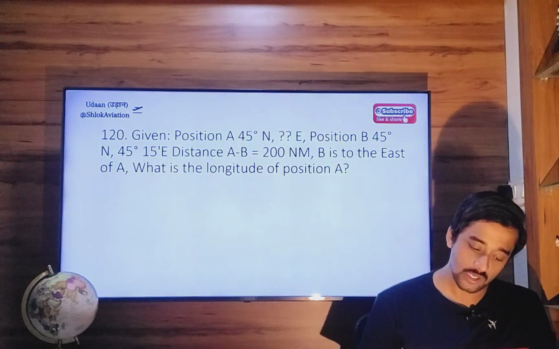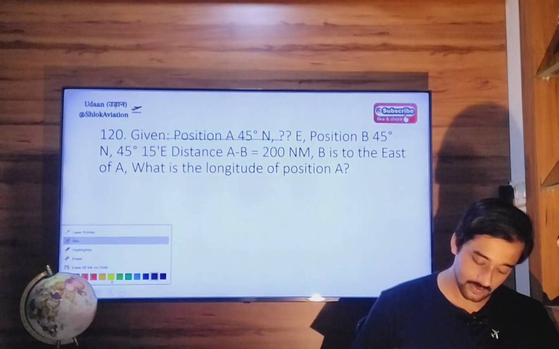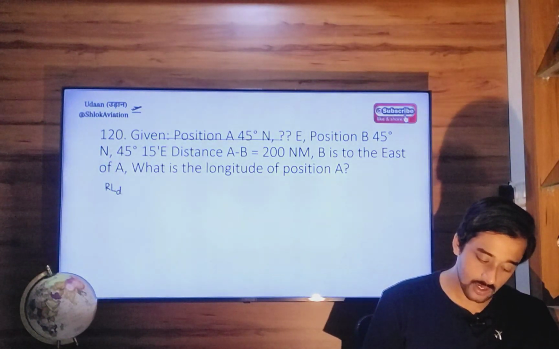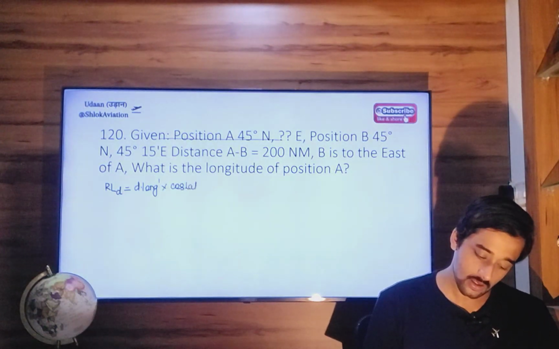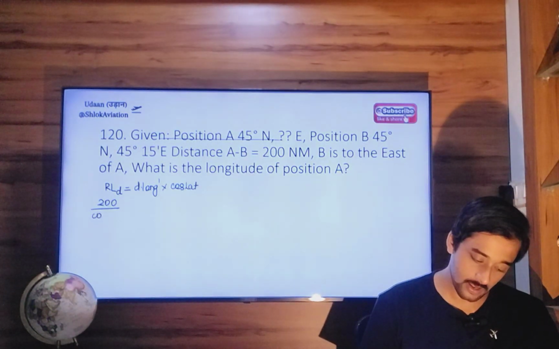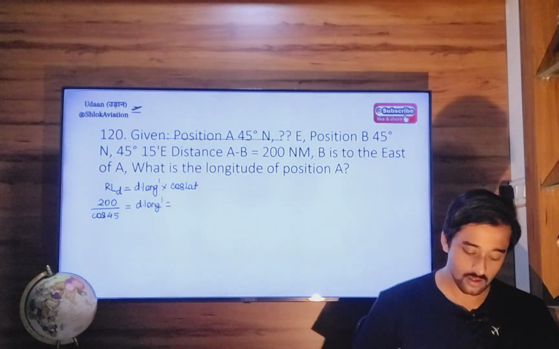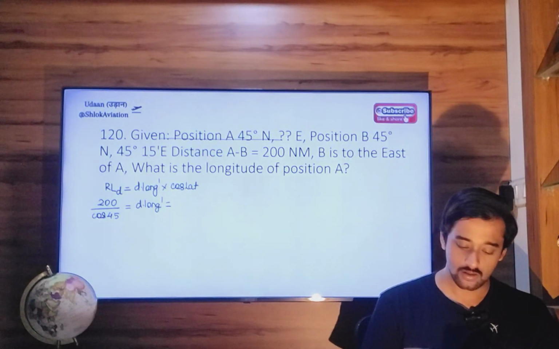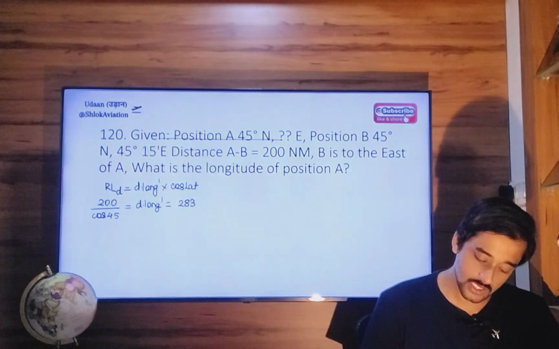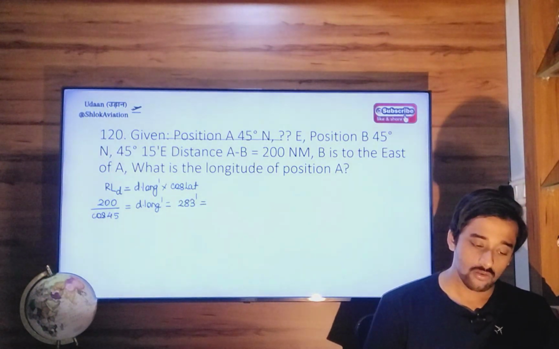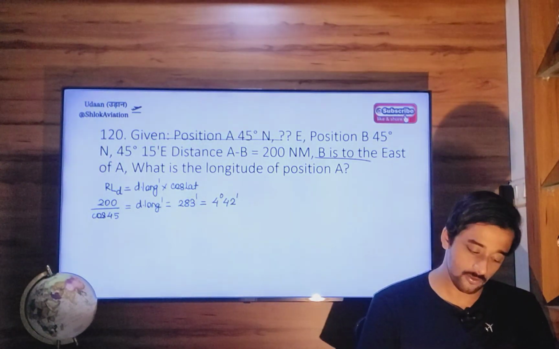Next, position Alpha, again a similar question. Now the distance between them is 200. So rhumb line distance equals d long in minutes into cos of latitude. So 200 divided by cos 45, that is 282.8 or approximately 283 minutes, divided by 60, 4 degrees 42 minutes. Right? So Bravo is to the east of A.